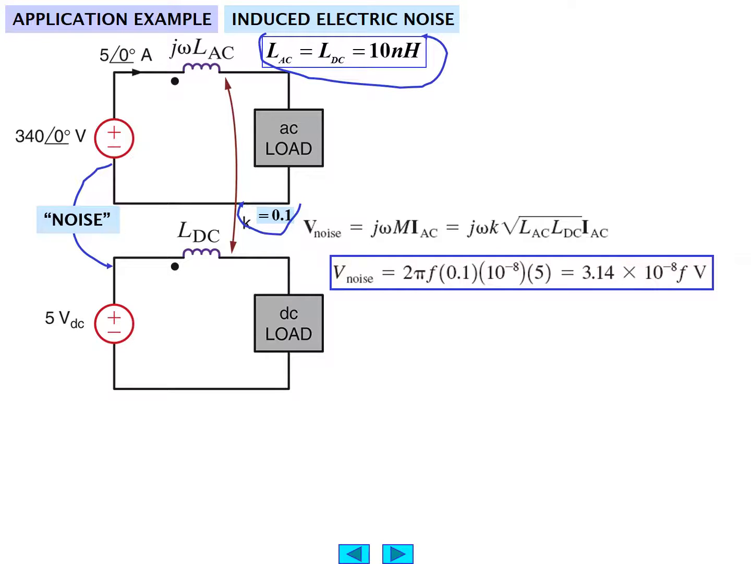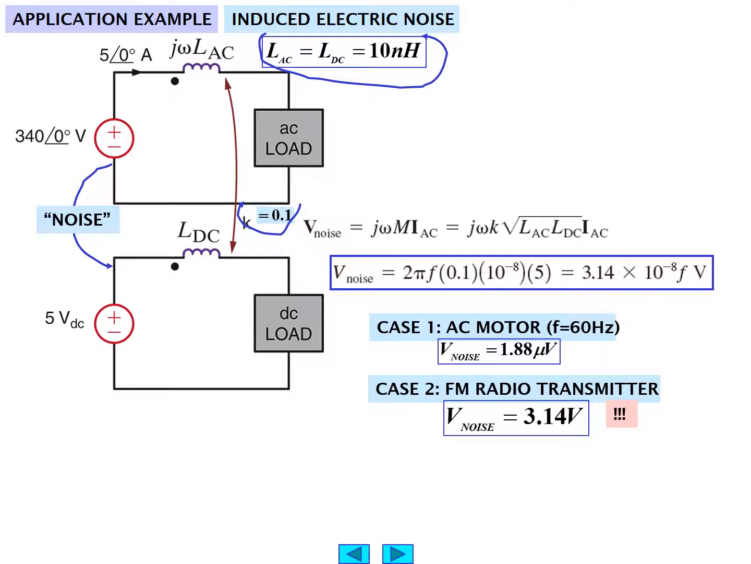Putting in some values, for example, 10 nanohenries for LAC, we can calculate V noise then. In this particular representation, we'll take LAC and LDC to be 10 nanohenries. We'll take K equals 0.1. And we find that the induced noise, voltage noise, is 3.14 times 10 to the minus 8th, but it's multiplied by the frequency F, in volts. If we have 60 hertz, then the noise turns out to be relatively small, 1.88 microvolts.